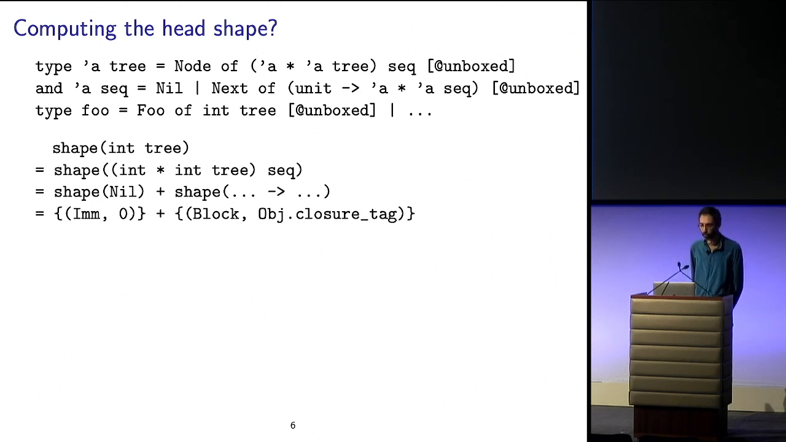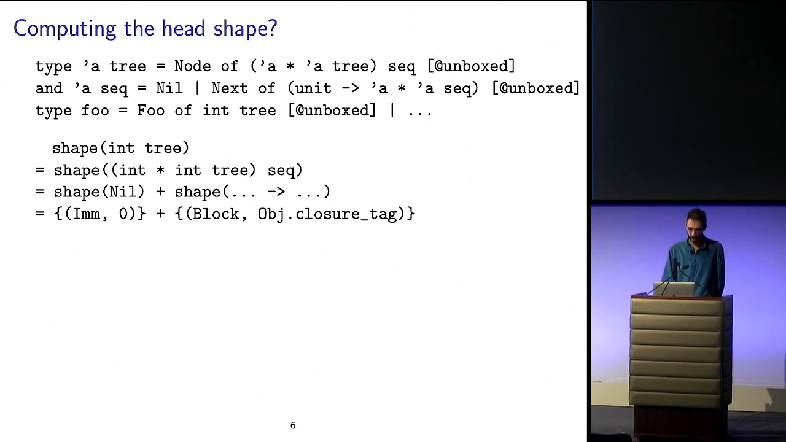To check that, the compiler needs to compute the shape of the data type in tree. So you say, what's the shape of a tree? It has a single constructor that is unboxed. So the shape of that is actually the shape of the constructor argument. You expand the definition, replacing alpha by int. And then the shape of seq, that's either a nil constant constructor or the shape of a function. Simplified in our language of shapes, you would say nil is an immediate value 0. And the function, let's say it's a block whose tag is closure tag.